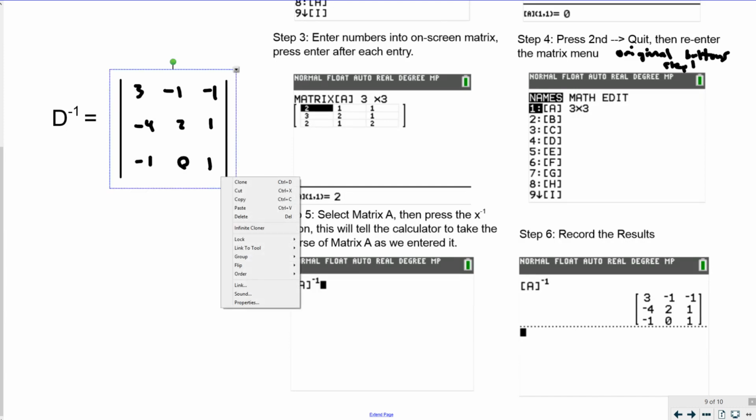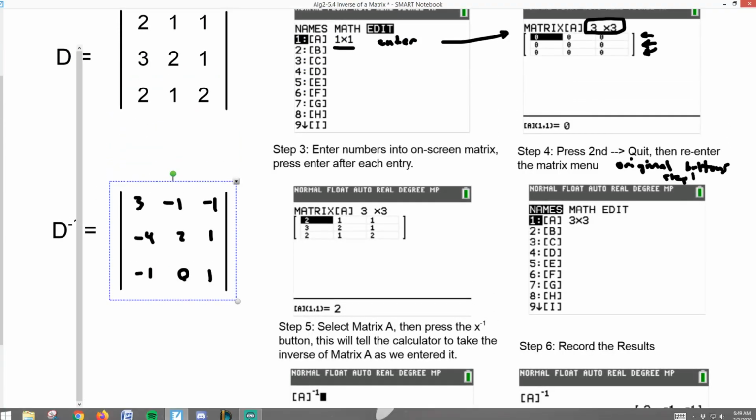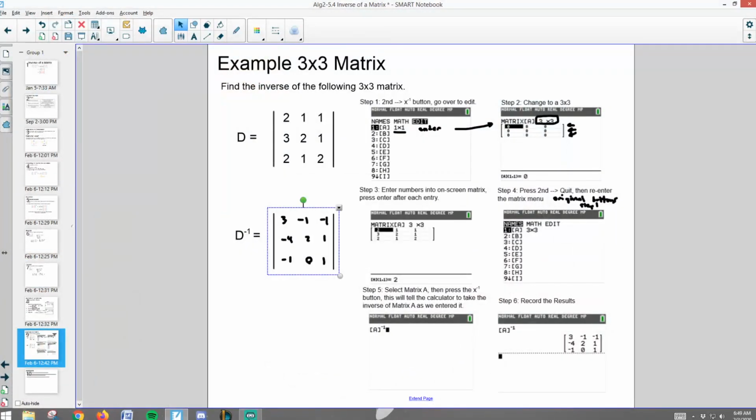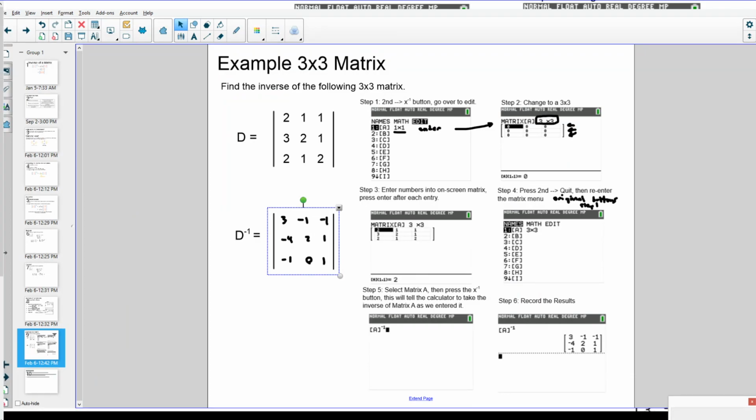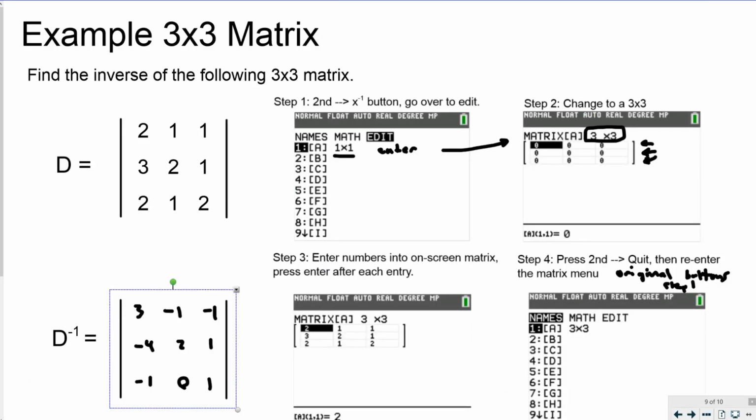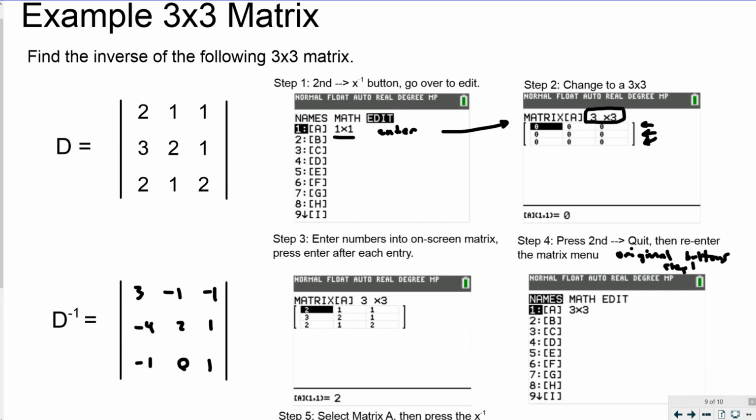And that matrix is the... Oh man, my screen is going haywire here, guys. Sorry. That matrix is the inverse of that 3x3 matrix.